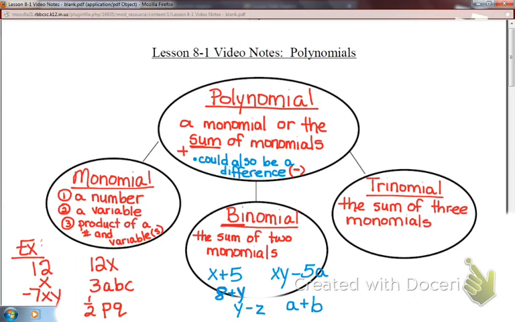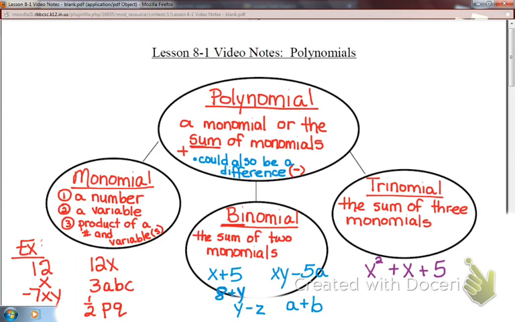An example of a trinomial is, let's say, x squared plus x plus 5. That is a trinomial. There are three terms, 1, 2, and 3, and they are separated by addition signs, and like I said, they could also be subtraction signs.